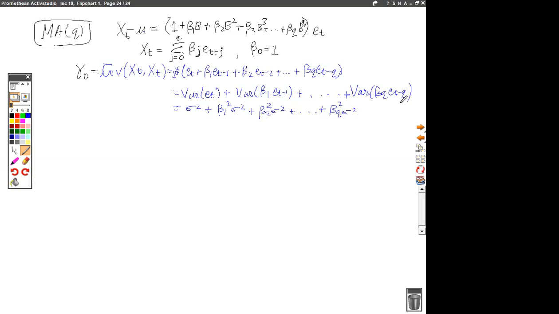Do you guys agree with this? Is this clear or is this making sense? Yes. Good. So now again I can just take sigma square as common and write that my answer for this is nothing but summation j going from 0 till q of beta j square. So this is my value for gamma 0.